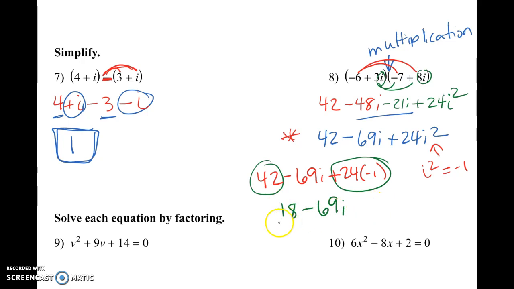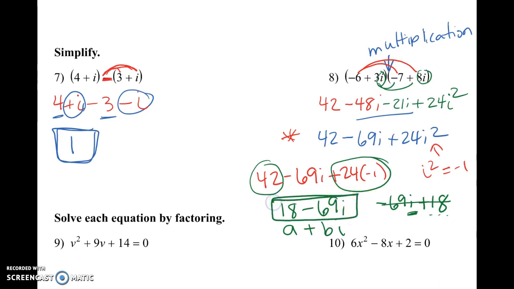Now, do we write it as 18 minus 69i, or do we put the variable first and the constant last? Typically, especially when we talk about lines, even polynomials, we talk about how you have to put your variable first, or highest degree first, and then all the way down to your constant. However, we're talking about imaginary numbers, complex numbers, so we need to write it in the a plus bi form. So this is actually my final answer.